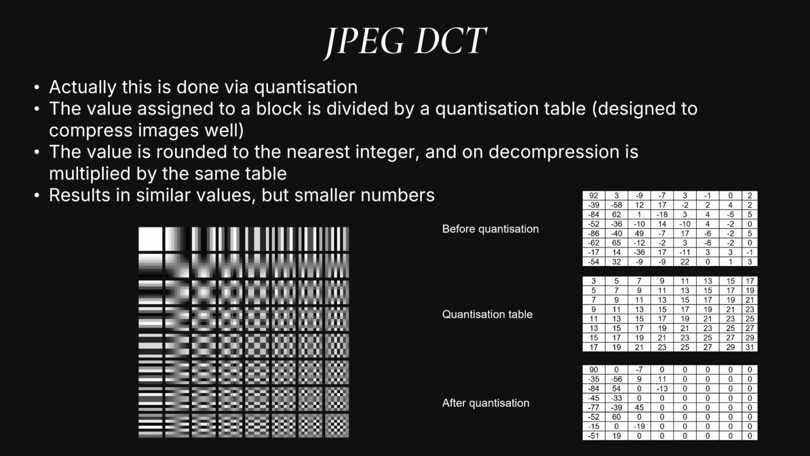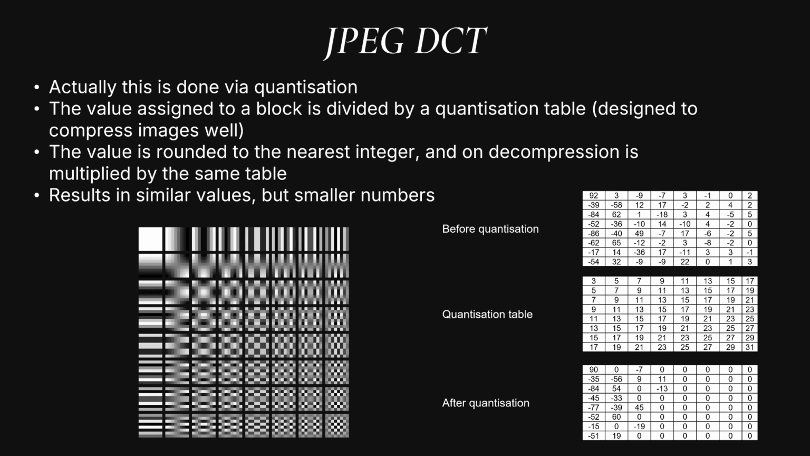The way in which this is usually done is by a thing called quantization. What we do in quantization is we have some set quantization tables, which are these. You take the numbers that come out of your coefficients, and you have those in a table like this. So this is the perfect DCT. You divide them by your quantization table, round them to the nearest integer, and then when you decompress them, you multiply them by the same quantization table, and they come out similar.